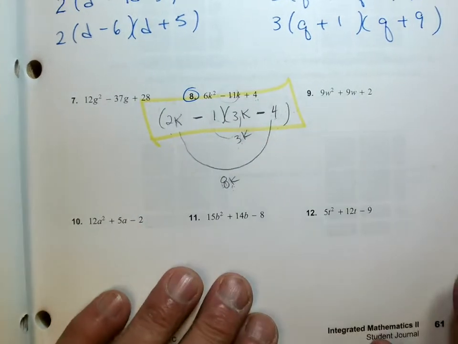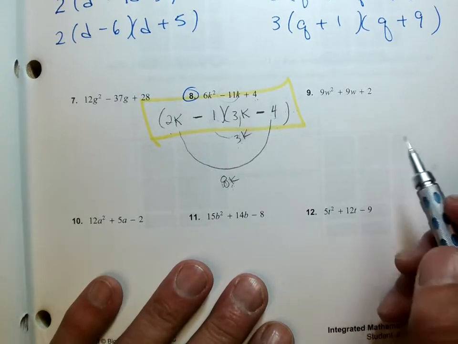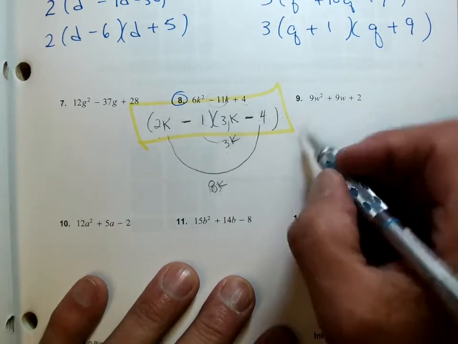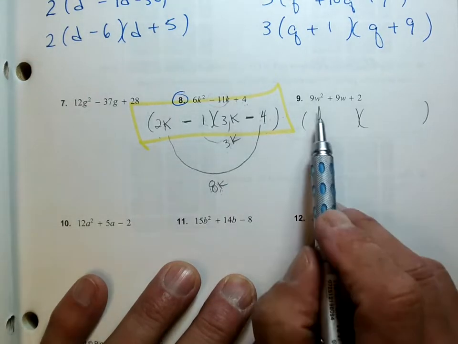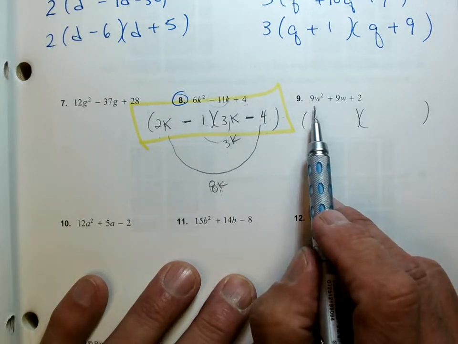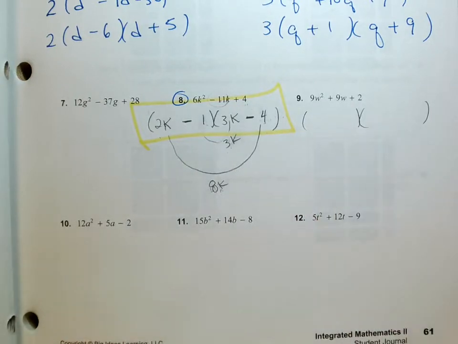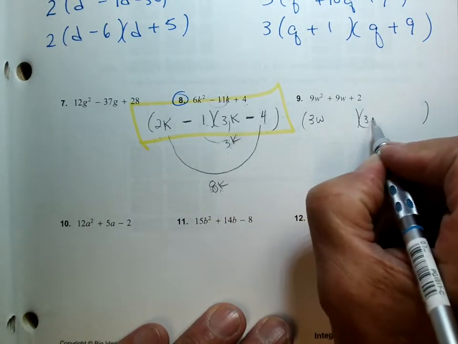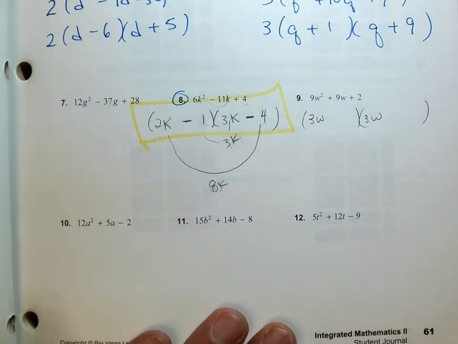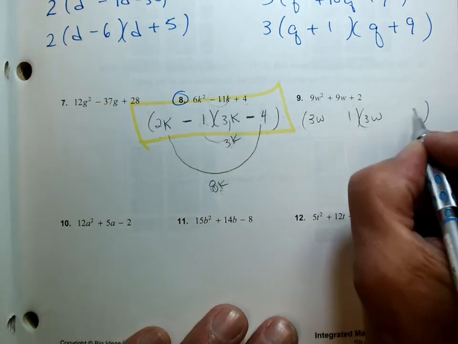Again, a lot of this is just, we're going to have to try and guess and check. Number 9. I would start probably with a 3w, 3w. Now, if it's not going to be 3w, 3w, I can always change it to 9 and 1. My guess is probably 3w, 3w. What are multiples of 2? Probably 1 and 2.